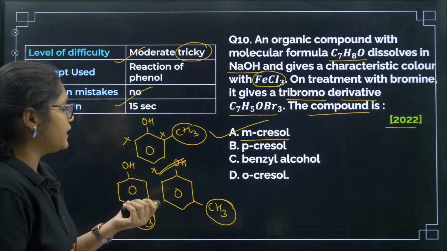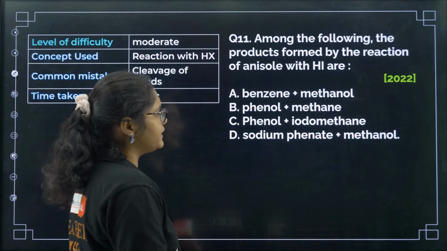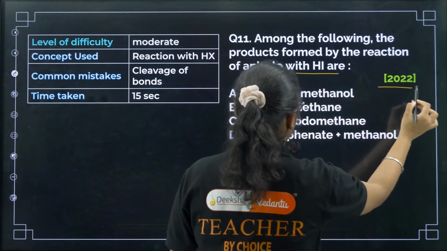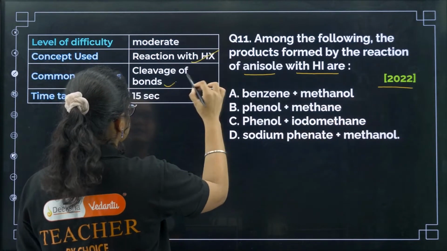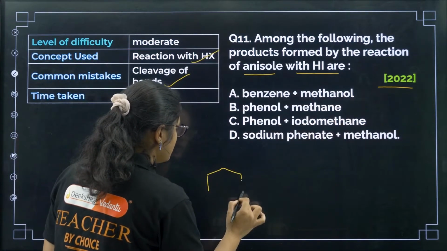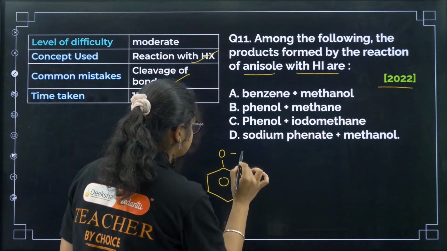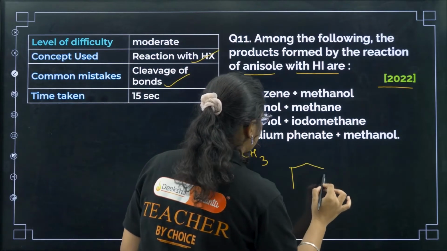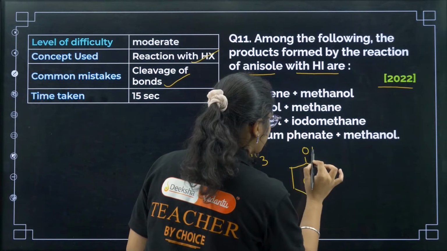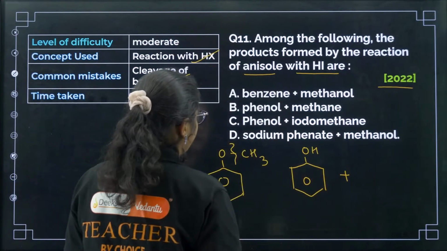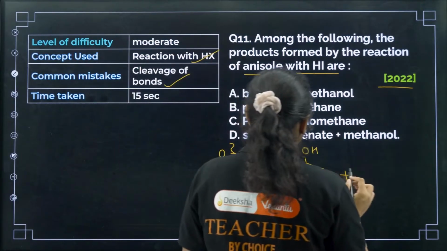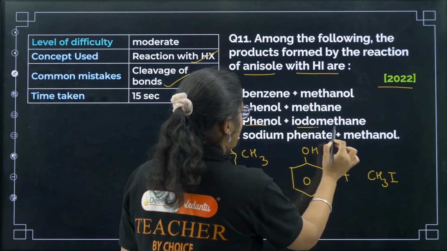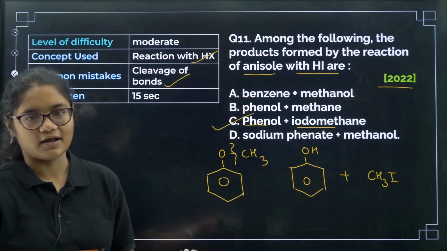Okay, fine. Next question, question number 11. Among the following, the products formed by the reaction of anisole with HI. This is a 2022 question. Reaction with HX, cleavage of bond questions. You need anisole, so we have O and CH3 like this. Whenever this O group is there, the bond has to break here. So we will get phenol here, and with HI, here it will be I, so we will get CH3I. So phenol and iodomethane, option number C is the correct answer.